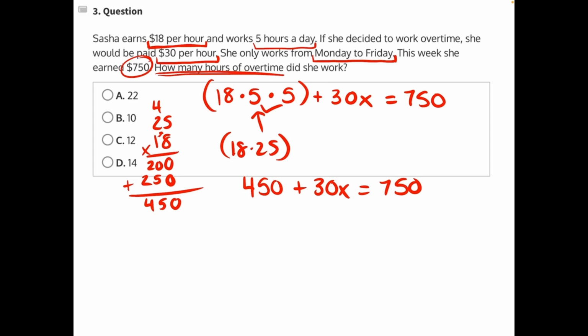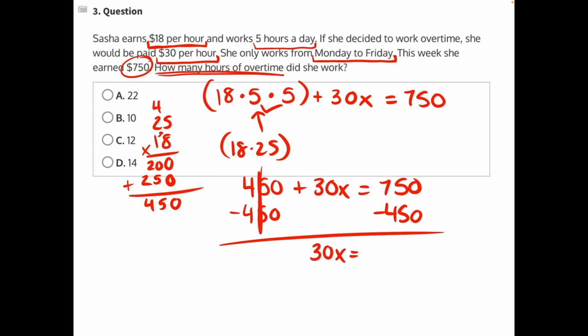of $750. So now what we need to do is opposite operations to isolate our variable x. 450 is a positive number, so the opposite would be to subtract it from both sides. These will cancel, leaving us with 30x equals 750 minus 450 will leave us with 300.